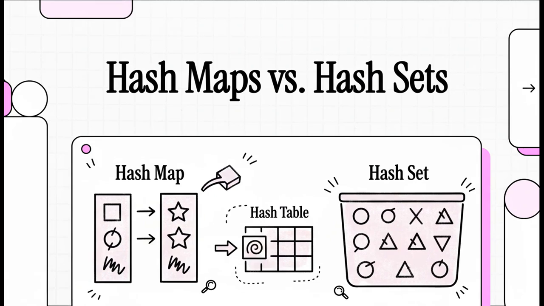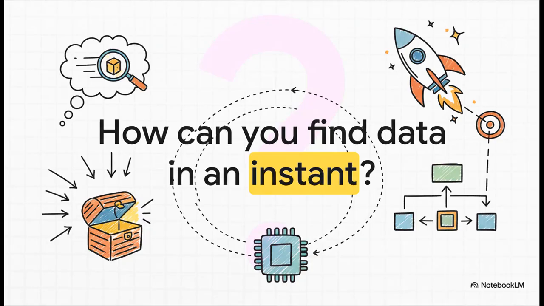All right, let's talk about something that feels like pure magic in the world of programming. How can a system find one single piece of information buried in millions or even billions of others in what feels like an instant? Today, we are pulling back the curtain on the data structures that make this possible: hash maps and hash sets. I mean, seriously, think about it.